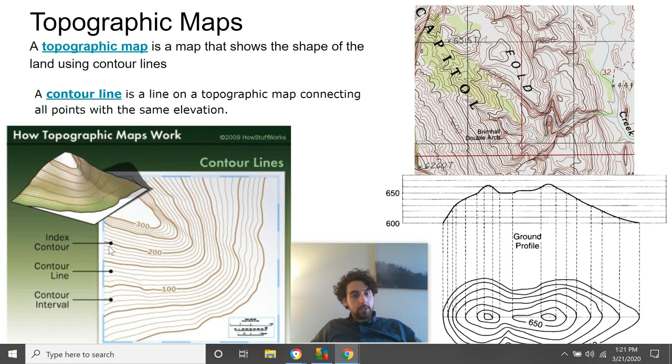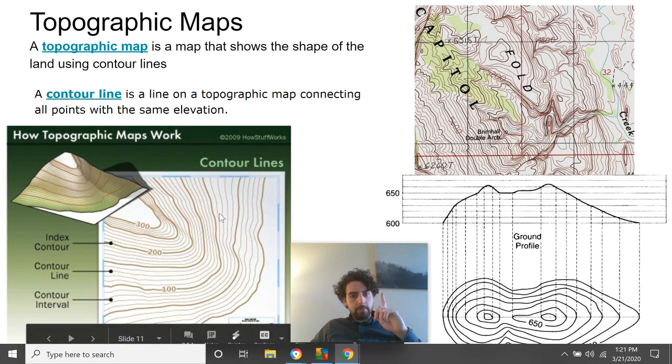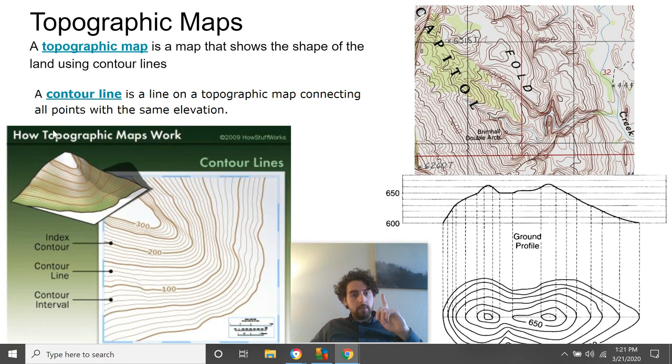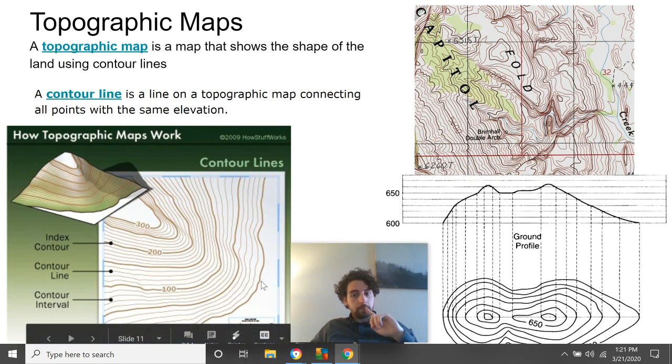So everything on this line labeled 200 is 200 meters up. Everything on the 100 line is 100 meters up. And you can see the top of this landform here, and you can see the bottom is here.